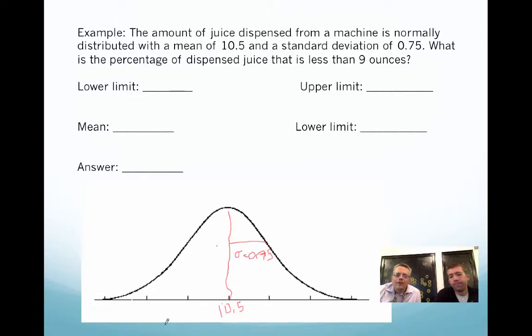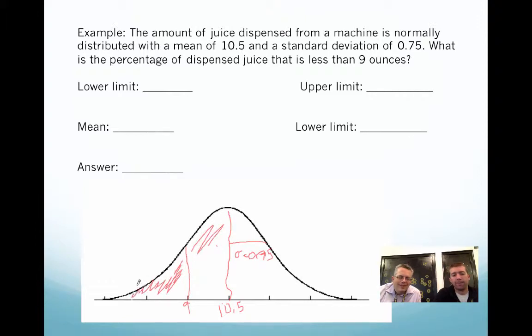Now, we might accidentally shade over it in a second, but we want to know what percent of juice or bottles are filled to less than 9 ounces. So 9 is less than 10.5. I'm not going to be really crazy about using a scale. I'm just going to locate about where 9 is. It's probably somewhere around here. And label it 9, and shade the area to the left.